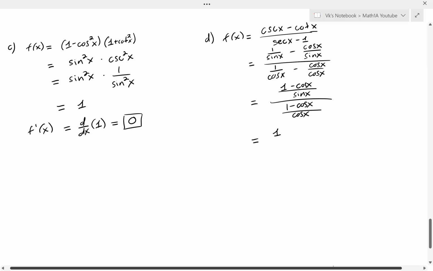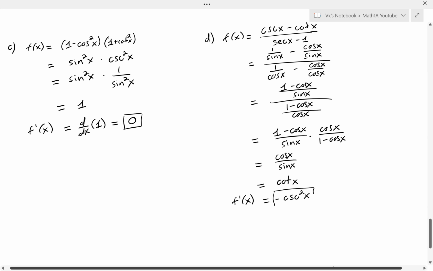So this is the same as (1 minus cosine x) over sine x multiplied to the flip of the other fraction, cosine x over (1 minus cosine x). So what we have here is cosine x over sine x, which is cotangent x. And from there, the derivative of cotangent x is negative cosecant square x. Wow, that is slick. Well, we'll have another example.